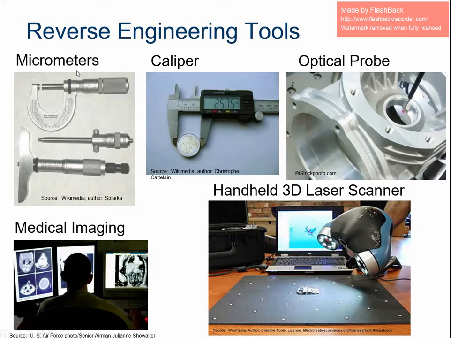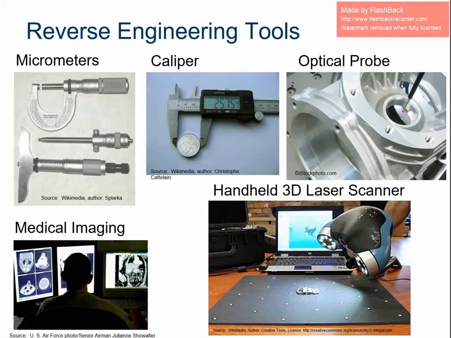Micrometers, I've showed them to you, but I haven't taught you how to read them. Calipers we've used. Optical probe, you can find that on the mill. Medical imaging, very expensive, we don't have that in class. And handheld 3D laser scanners. I've had students try to use these, kind of a generic one.